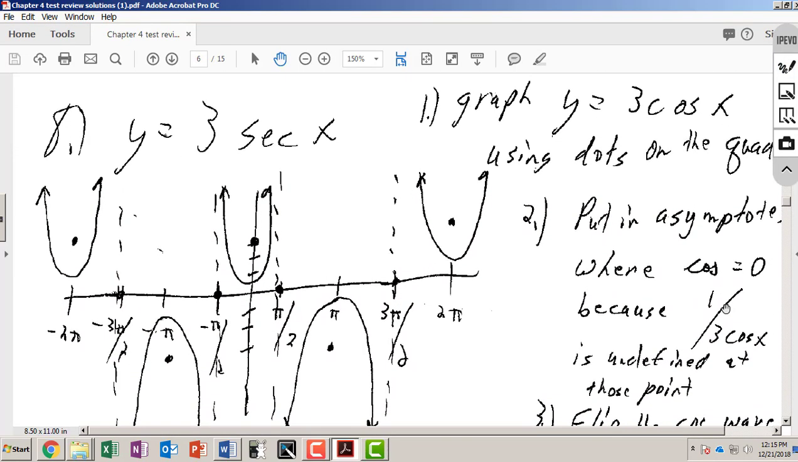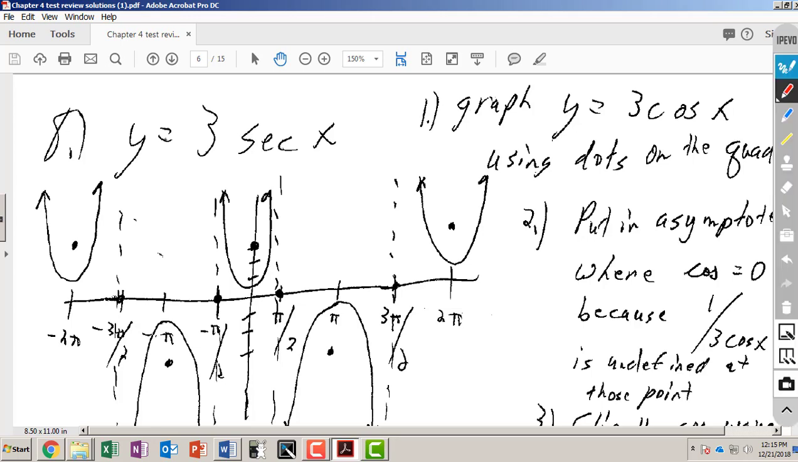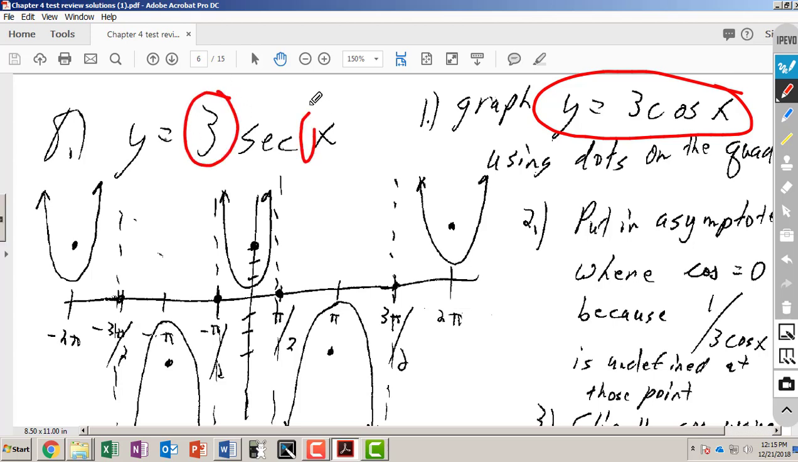On number 8, it wants me to graph y equals 3 secant of x. So on this problem, to graph this, you just want to remember that the easiest way to do this is to graph y equals 3 cosine of x using dots on your equation. Notice that my amplitude is 3, and there is no number in front of x. Since there's no number in front of x, my 5 main points still stay the same. So remember, you have pi over 2, pi, 3 pi over 2, and 2 pi. So its period doesn't change.